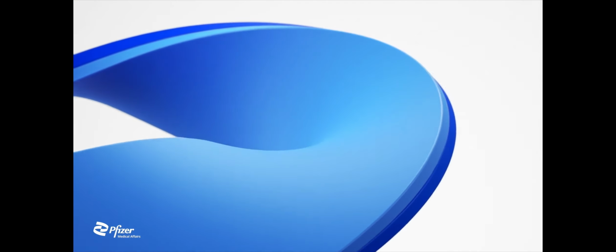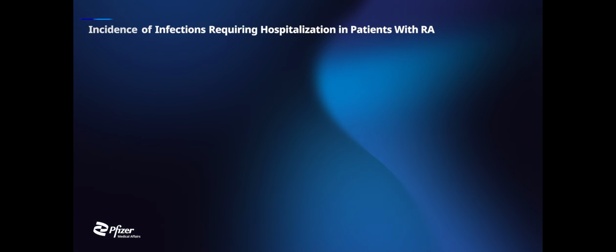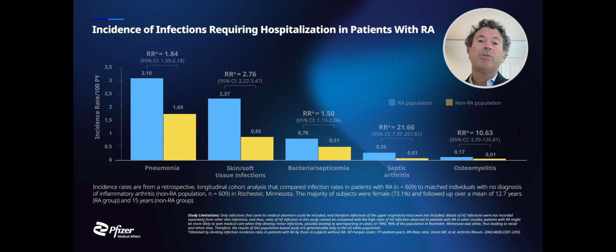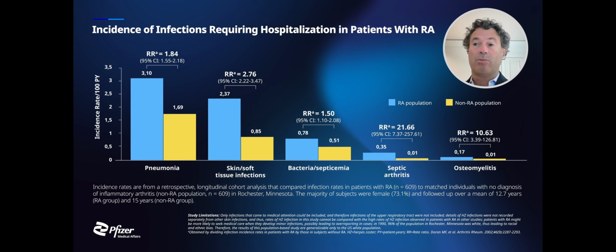In this deck, we cover several sections. First, we start off by showing differential infectious risk that's associated with RA in general, and then we focus on specific vaccine-preventable infections such as shingles and influenza.